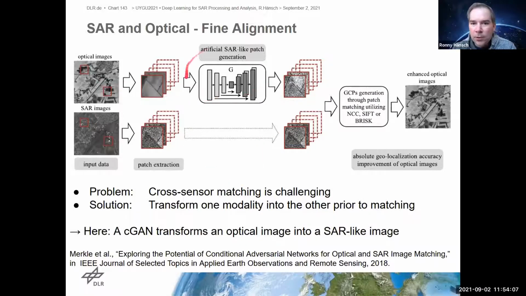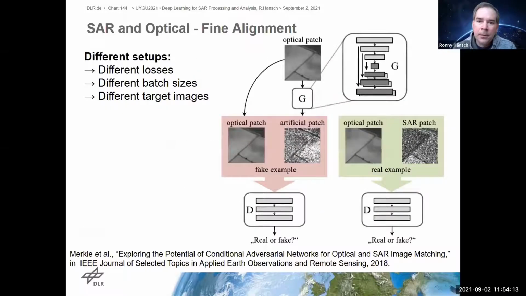Well, and this network here is again a conditional GAN, right? So you have again this generator and the discriminator. The generator takes an optical patch and produces an artificial patch and then compares them. And then you have the discriminator that needs to decide, well, is this real or not?